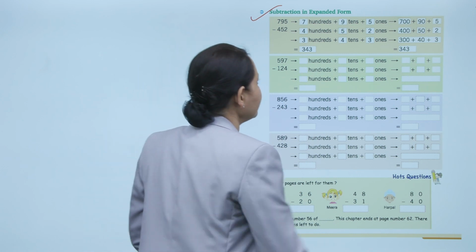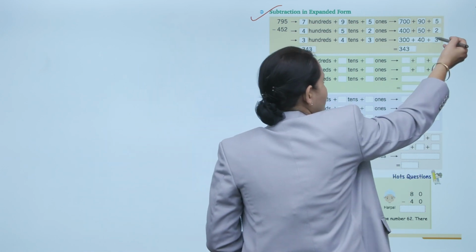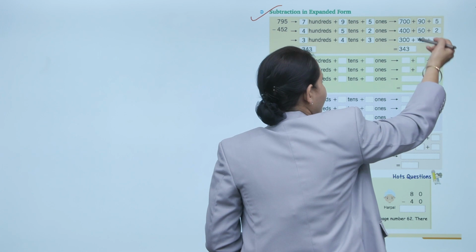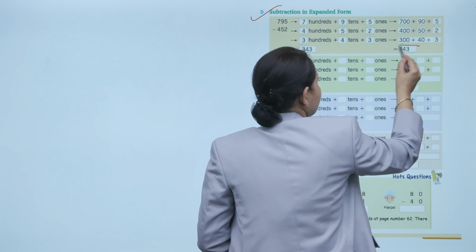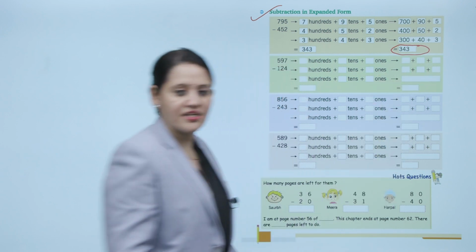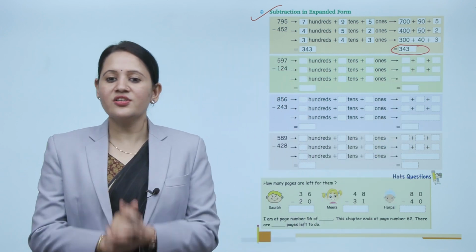Now start subtracting. 5 minus 2 is 3. 90 minus 50 is 40. 700 minus 400 is 300. So the answer is 343.